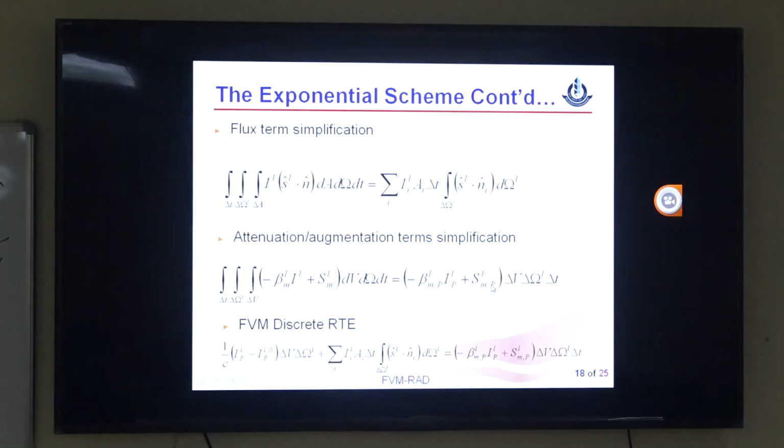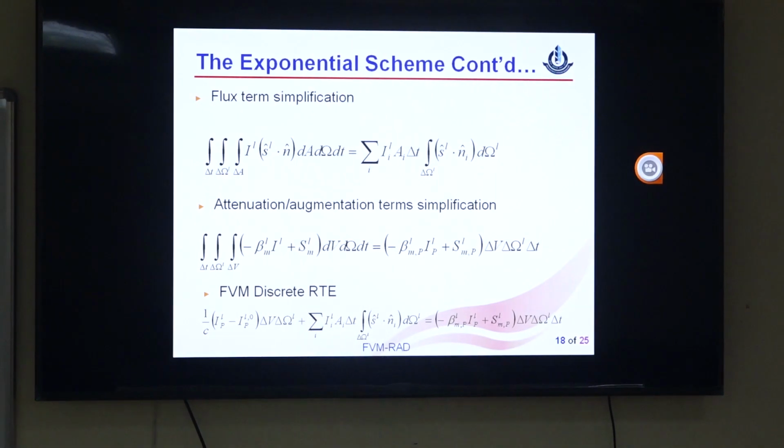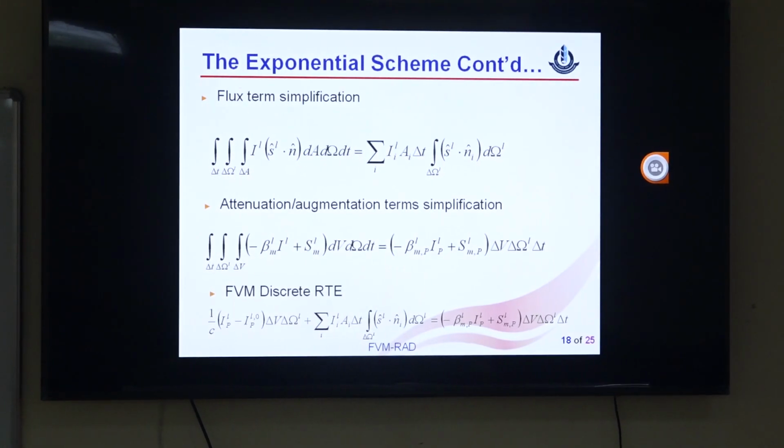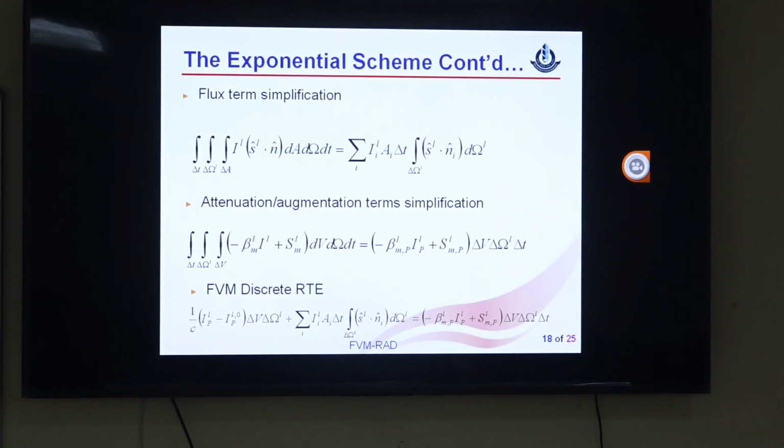Means what we are saying, whatever average value, because all these values that you see, like I and S and beta, this P refers to the average value we are storing at the center of the cell, so that we will get good accuracy. It is basically second order accurate, so good accuracy you can get in your array. So this average value we are storing at the center of the cell and then simplified it. And similarly, the full discrete RTE can be written like this.